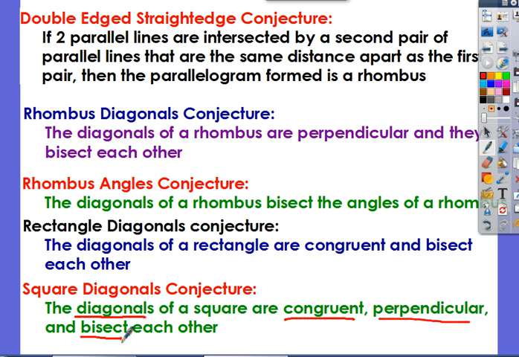A rhombus has 4 equal sides, but the angles aren't all the same. A square has 4 equal sides, and the angles are all the same. A rectangle has 4 equal angles, but the sides aren't all the same. So a square is kind of both of those combined, both equal sides and equal angles. And so these are the last things I want you to write down.